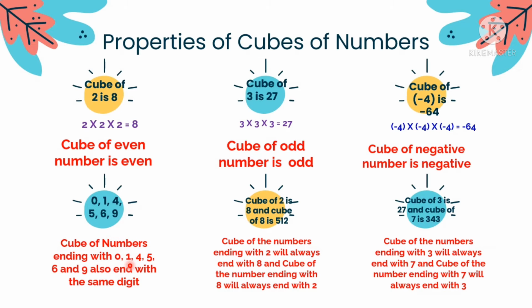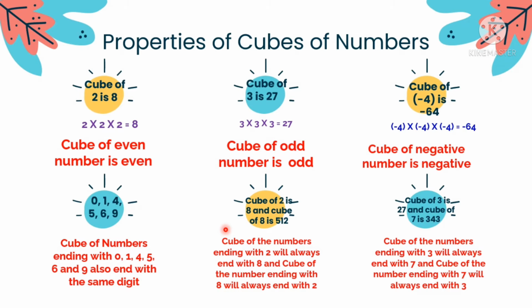Same in the case of 1. Suppose we have the example 11. 11 into 11 into 11 is 1331. In 11 as well as in 1331, the unit digit is 1. Same in the case of 4 and 5, and 6 and 9 also. Let's take the example of 6: 6 into 6 into 6. 6 into 6 is 36, and 36 into 6 is 216. In that case also, the unit digit in both numbers is 6. Got it?